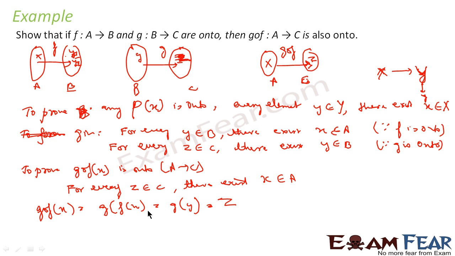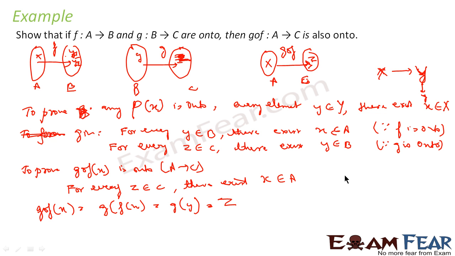So you take any element g of f(x). f(x) is nothing but y, because for every f(x) there is a guy here, x. So I can say that f(x) is y, because for every y there is f(x). So I can nicely say g of f(x) is y, and again g of y is z. Why? Because for every z there is a y here, because g is onto.